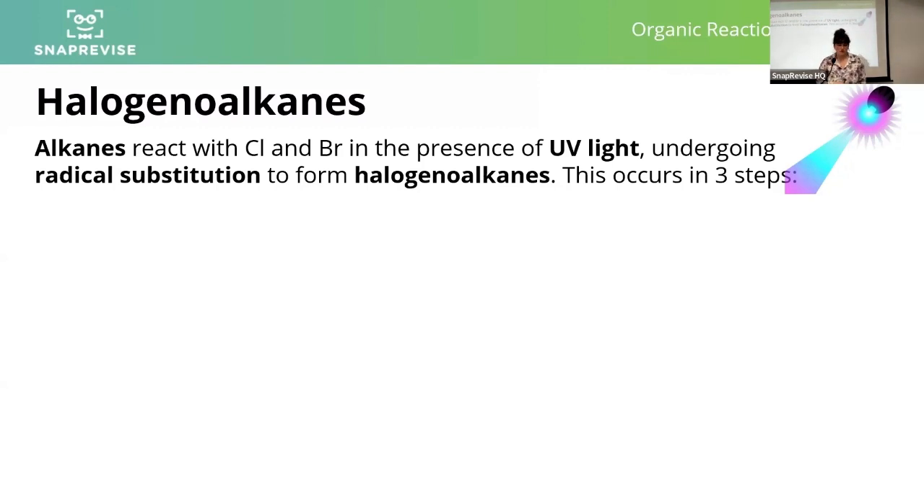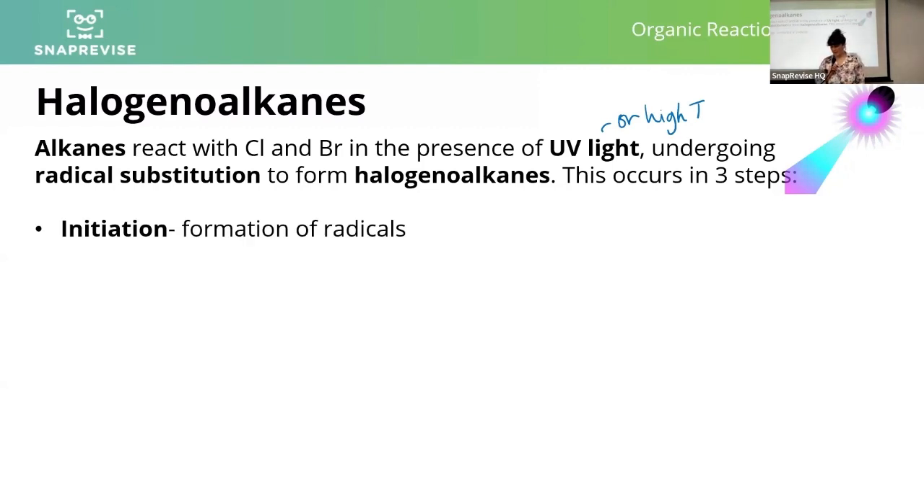So let's just think about what we need to know. We have to know that there are 3 steps in free radical substitution. The first step happens when there is the presence of UV light. So if we have molecular halogen and the presence of UV light or a high temperature, then we can undergo free radical substitution, because the first step can happen. And that first step is called initiation. It's the formation of a radical.